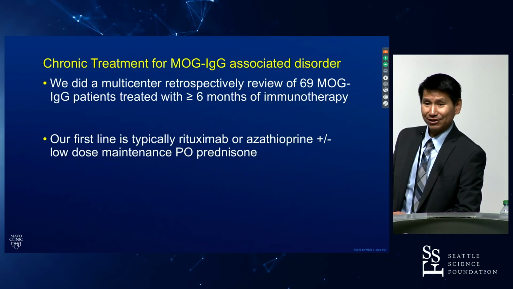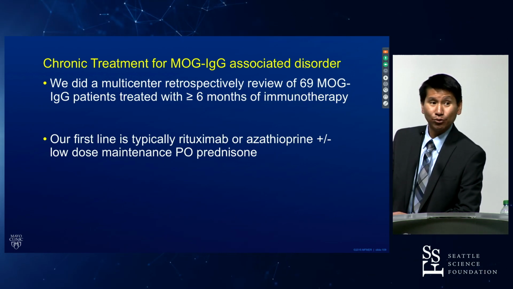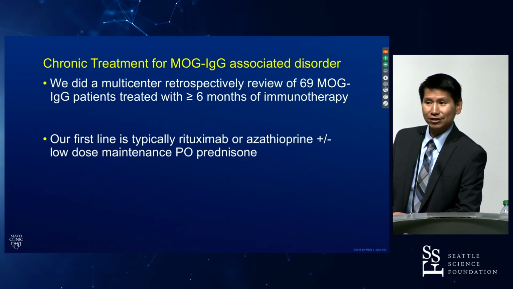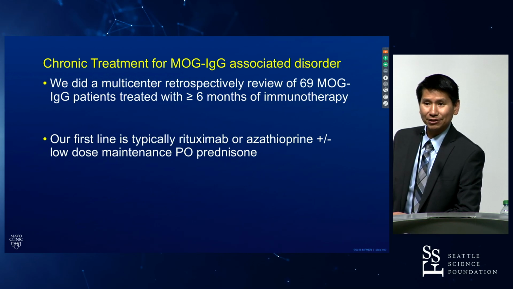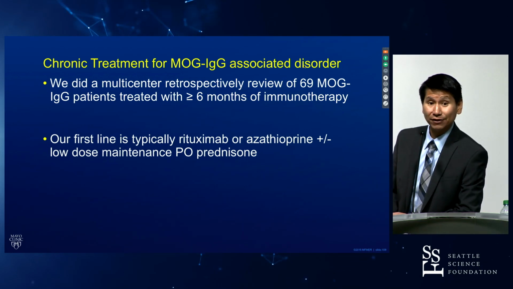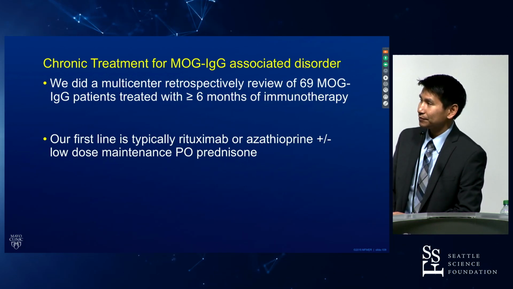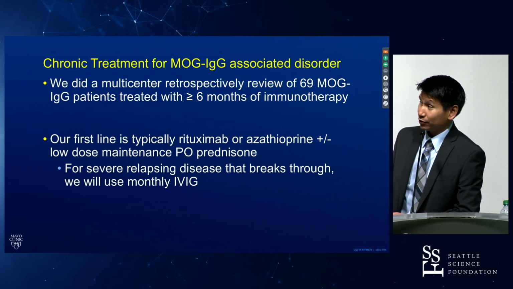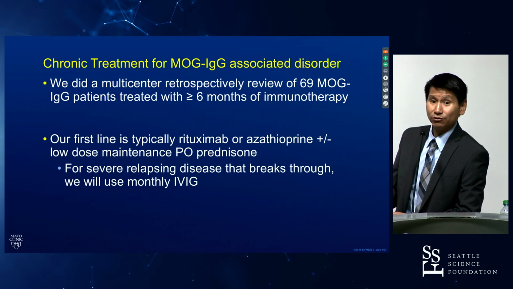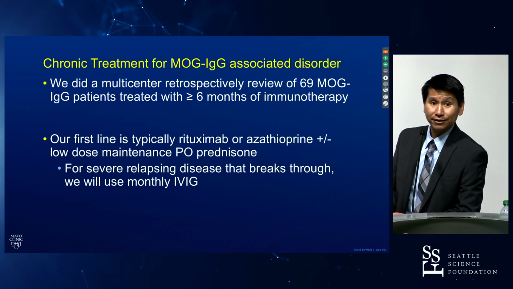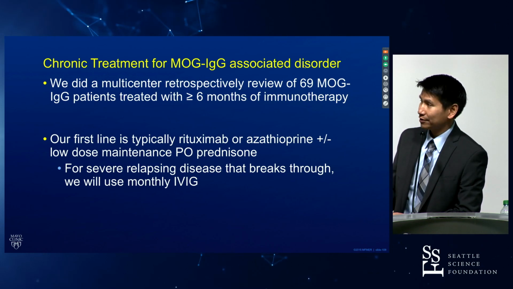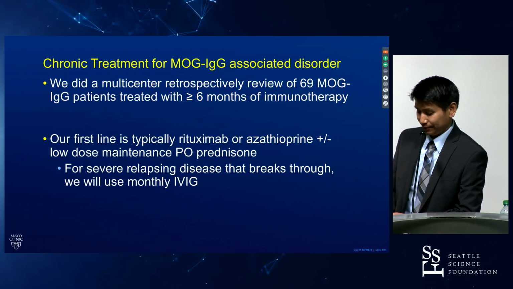Rituximab is an interesting one because, again, that's your go-to medication for aquaporin 4, but for MOG-associated disorder, it causes a reduction in relapses, but probably not quite as effectively as it does for aquaporin 4. And if a patient has severe relapsing disease, that's when we'll switch over to IVIG every 3 to 4 weeks if they break through some of these other medications.